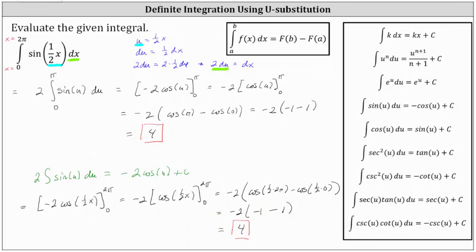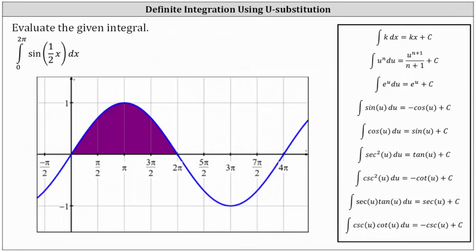And I do like showing the second method occasionally because sometimes textbooks won't show the U-substitution. They'll show the antiderivative only in terms of x. And finally, before we go, if we take a look at the graph of y equals sine of 1/2 x over the closed interval from 0 to 2 pi, and shade the area bounded by the function and the x-axis, we have this purple area here. And because the area is above the x-axis, the value we found is equal to this shaded area.